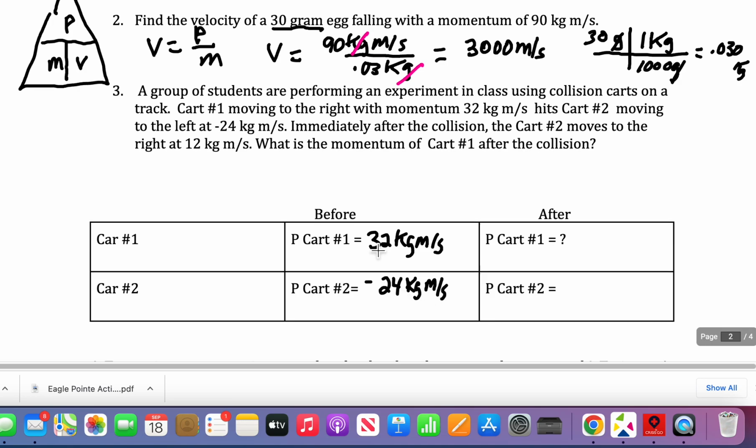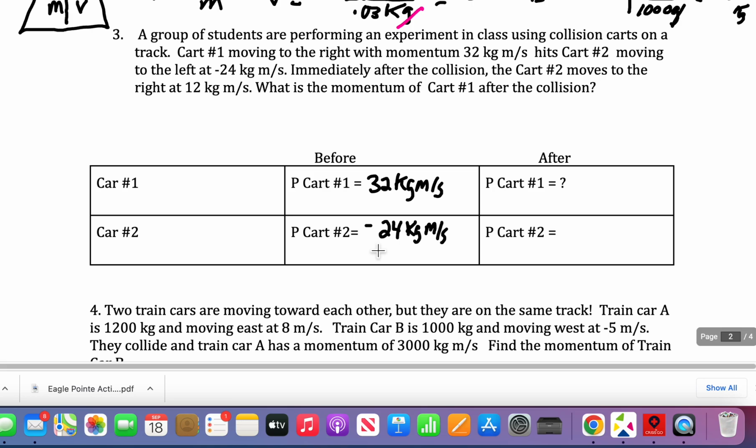Okay, now the thing to remember about momentum, and I like to write this down here at the bottom of this little table, is the total. So the total momentum before, so if you add these two together, 32 plus negative 24, that's going to equal 8 kilograms meters per second. Well, the total momentum before has to equal the total momentum afterwards. So I like to just write that right there because they have to be equal.